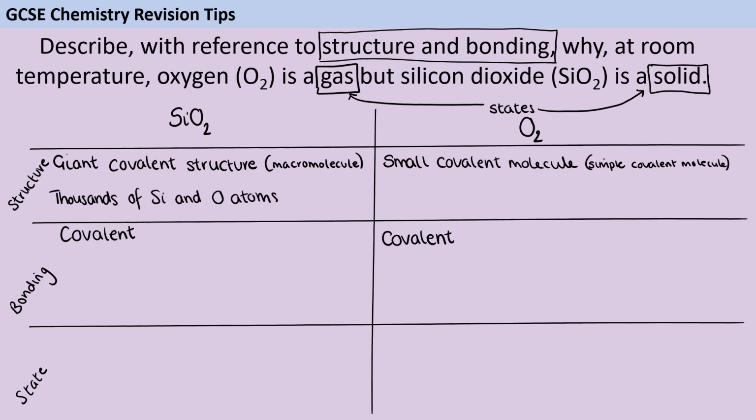Next up, we can think about the number of particles involved. So in silicon dioxide, it's a giant structure, and therefore there are thousands of silicon and oxygen atoms within this giant covalent structure, whereas each oxygen molecule only contains 2 atoms.